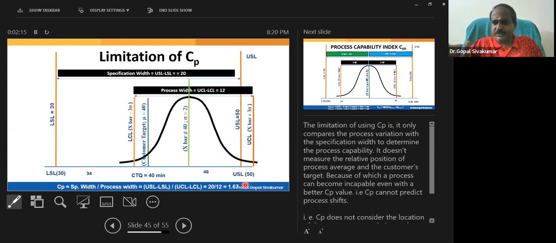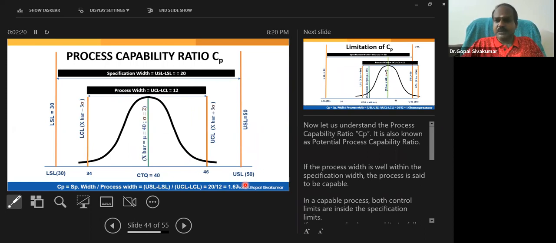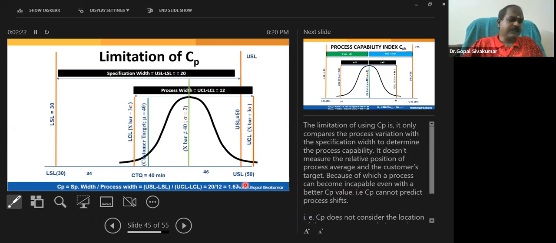Cp cannot understand whether the process has shifted or not. So when the process is not shifted, Cp can help you understand the capability. But when the same process is shifted, Cp can no more help you. All of you understand? This is the limitation. To overcome the limitation, we introduce something called Cpk, one more measure.